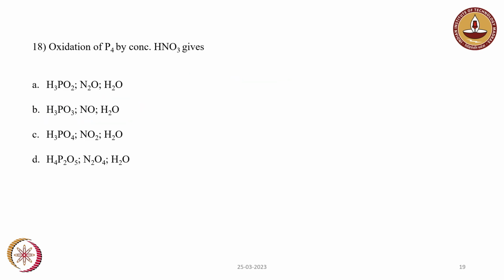Next question is oxidation of P4 by concentrated HNO3 gives. Option A is H3PO2 and NO2, N2O and H2O. Option B is H3PO3, NO and H2O. Option C is H3PO4, NO2, H2O. Option D is H4P2O5, N2O4 and H2.